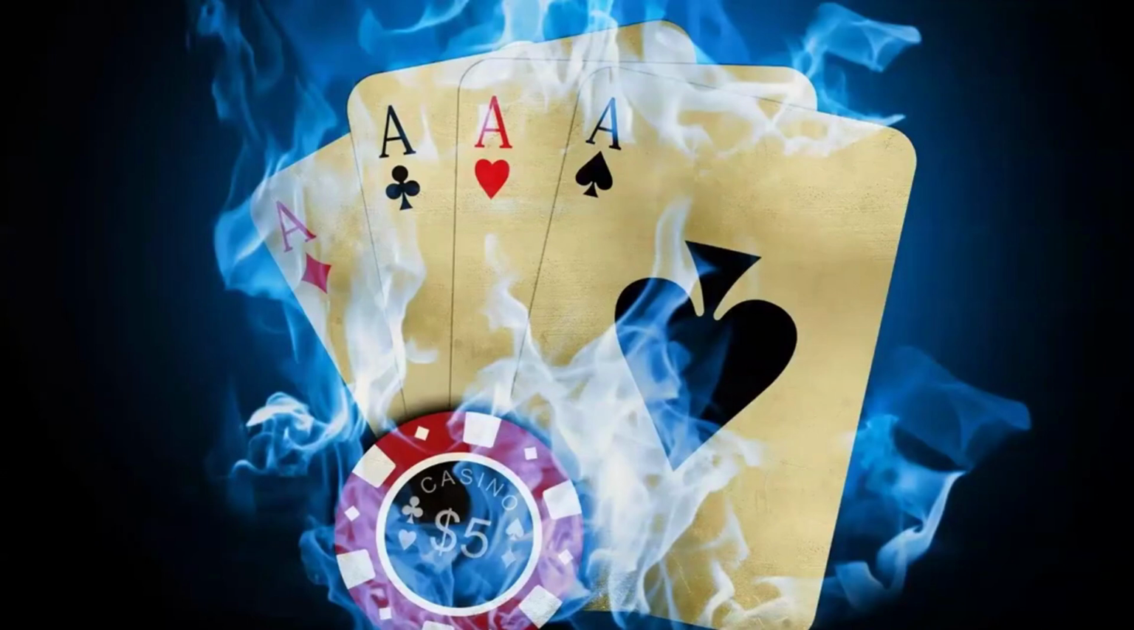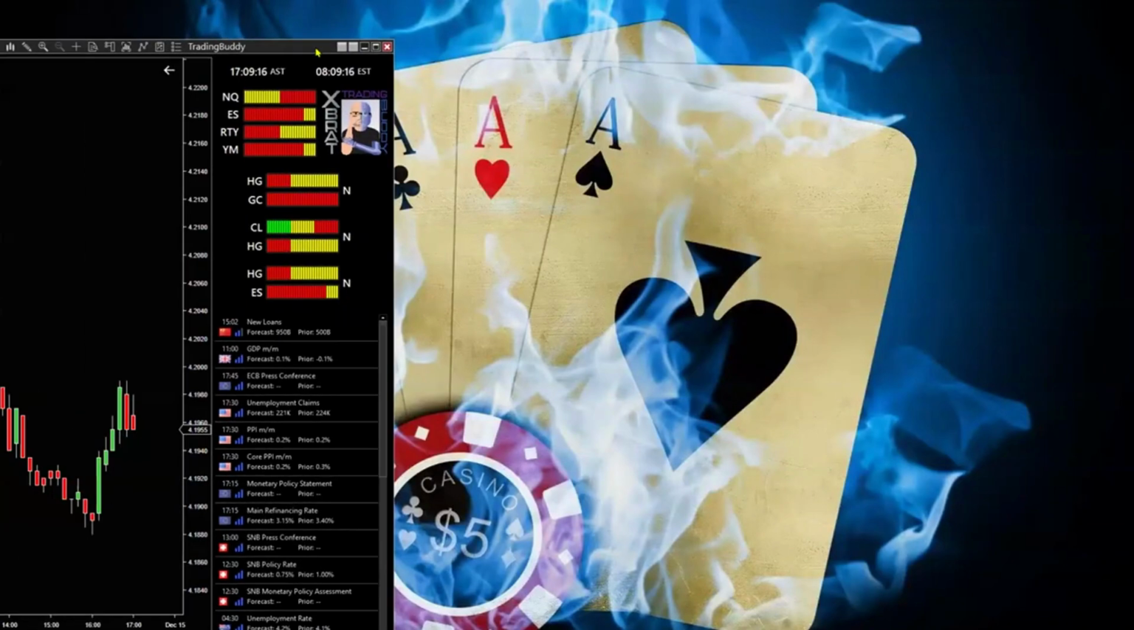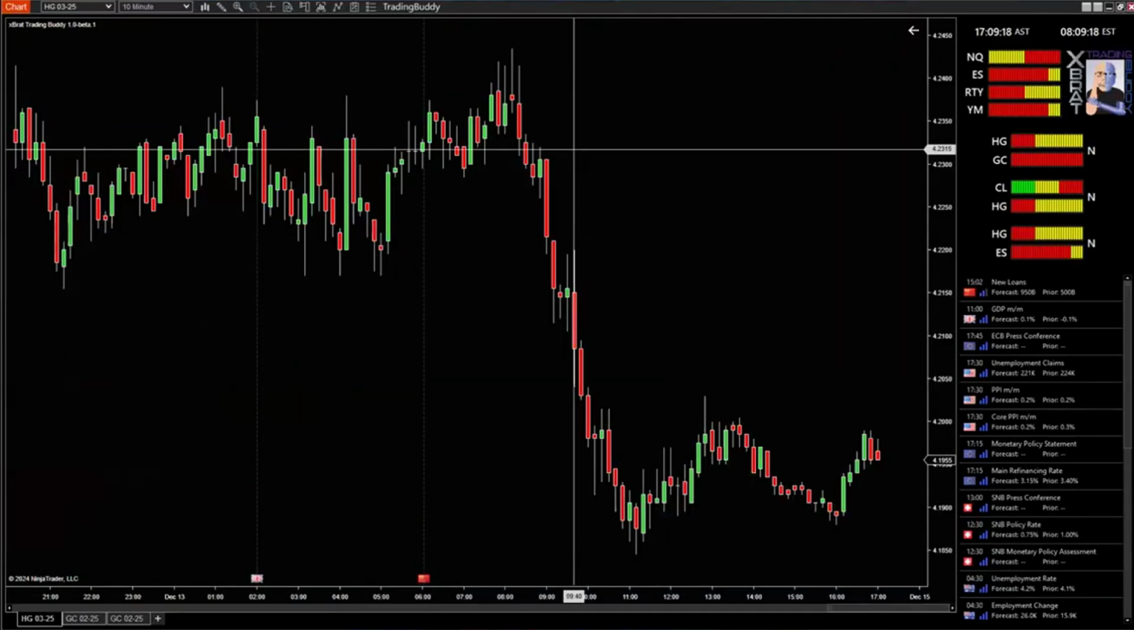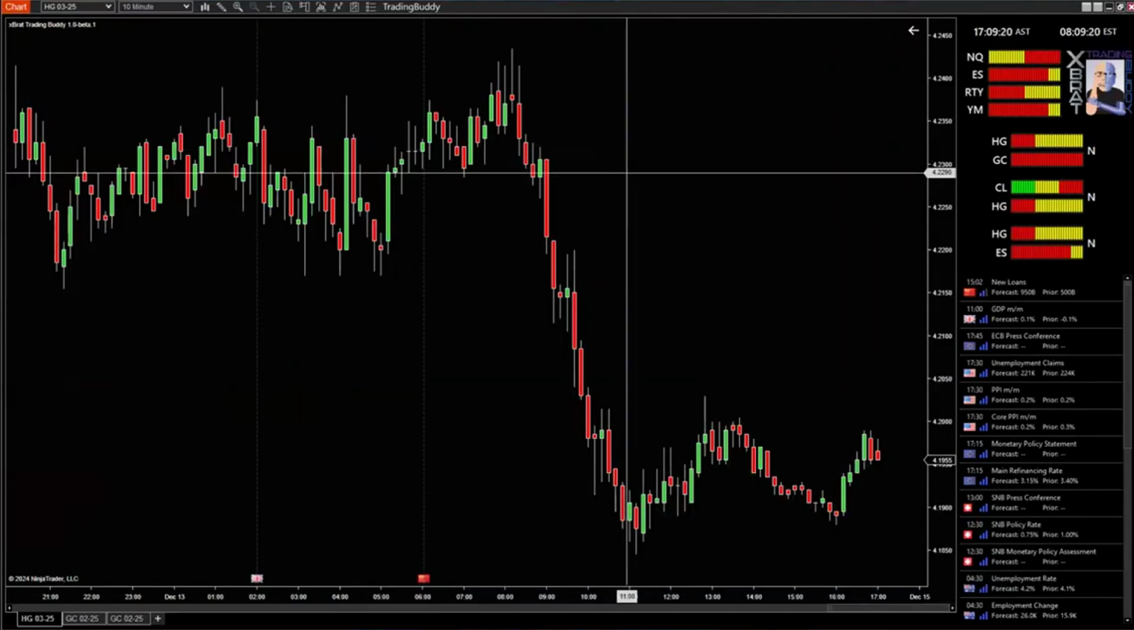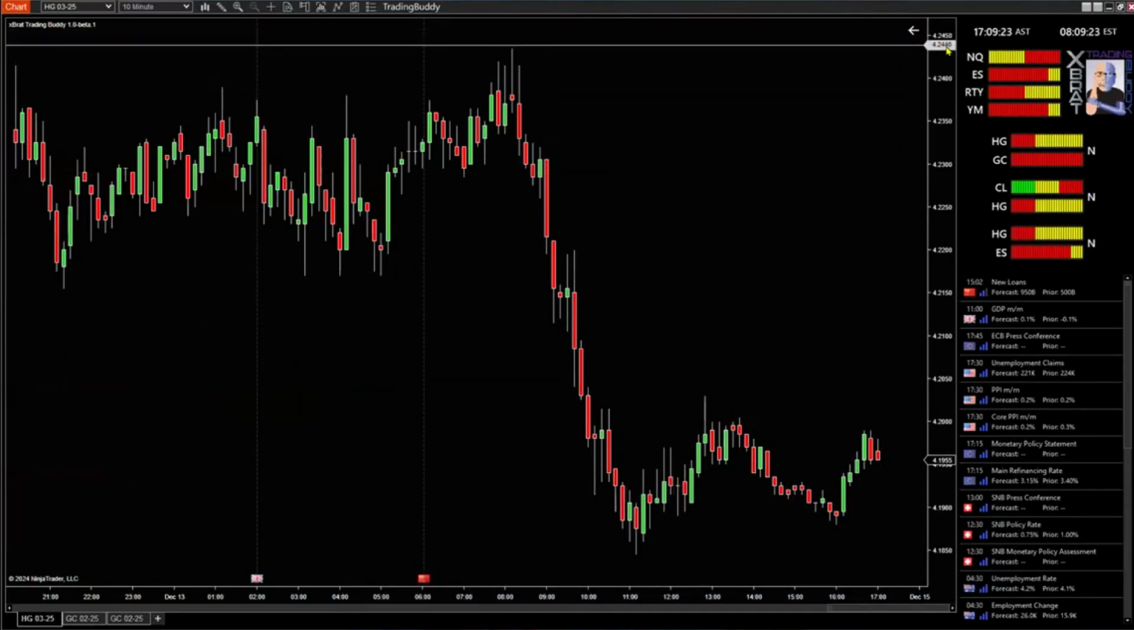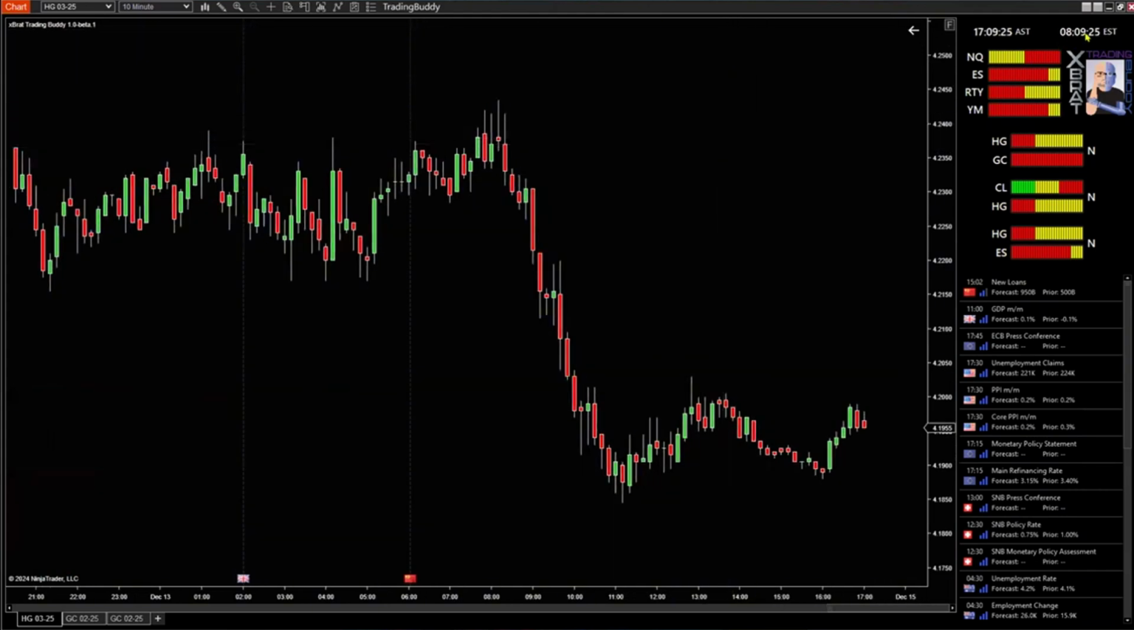So let me just move that down, and I'm going to move Trading Buddy over. So this is for the NinjaTrader platform. So let's go through now what the Trading Buddy does. So let's start from the top. That is the time in EST. That is default, because everything revolves around EST time for the markets. Okay, and then this AST is actually the time here in Dubai. So I can change those particular times.